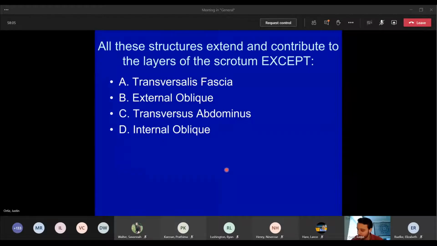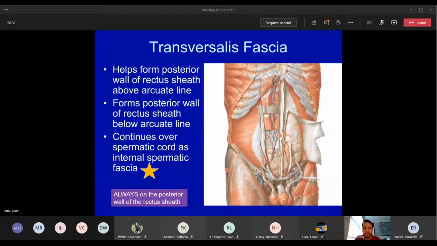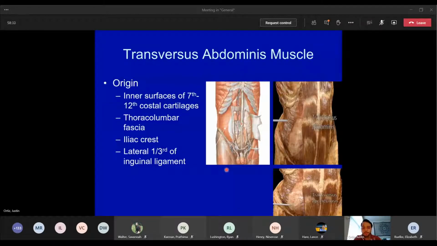I'll give you one more minute. Okay. So yes, it is going to be C, the transversus abdominis, right? So that's important to note because we talk about all these abdominal muscles, right, giving layers to the spermatic cord and the spermatic fascia, right? But the transversus abdominis, you can notice on the slides, I didn't give it anything after we talked about it, right? Because the transversus abdominis doesn't go into the spermatic cord or the scrotum.